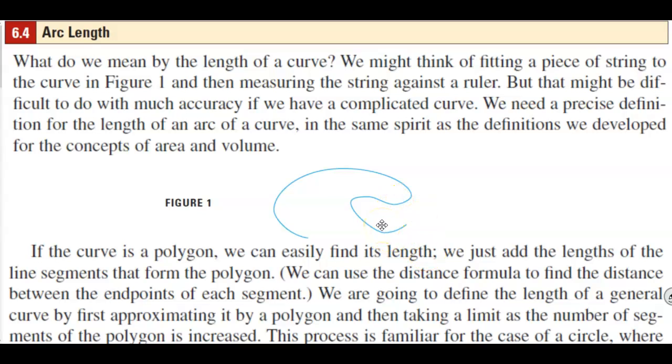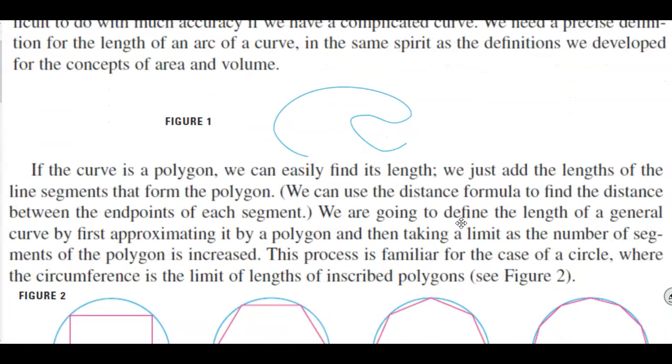We need a precise definition for the length of an arc of a curve, in the same spirit as the definitions we developed for the concepts of area and volume. Now, if the curve is a polygon, we can easily find its length. We just add the lengths of the line segments that form the polygon. We can use a distance formula to find the distance between the endpoints of each segment. We are going to define the length of a general curve by first approximating it by a polygon and then taking a limit as the number of segments of the polygon is increased.